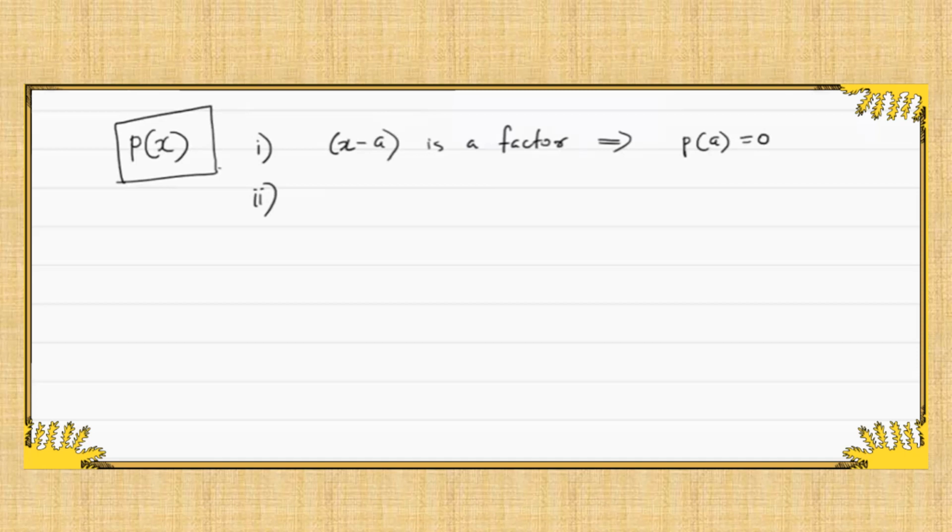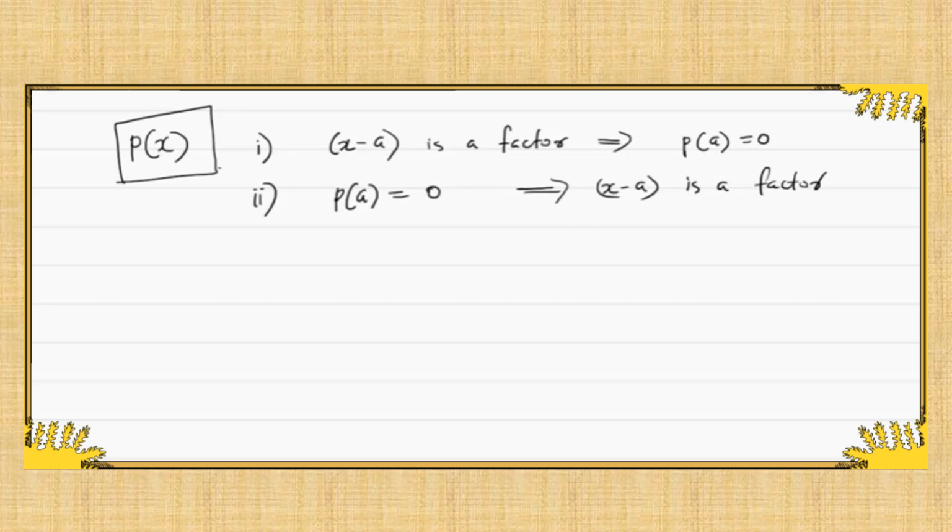Okay. Then you can say the reverse also. If P of a is equal to 0, which implies what? X minus a is a factor. So you can say the reverse also. So x minus a is a factor implies P of a is equal to 0, and P of a is equal to 0 implies x minus a is a factor. Got it? Okay, so two theorems, remainder theorem and factor theorem.